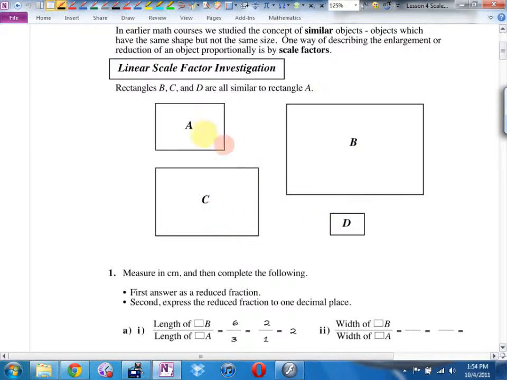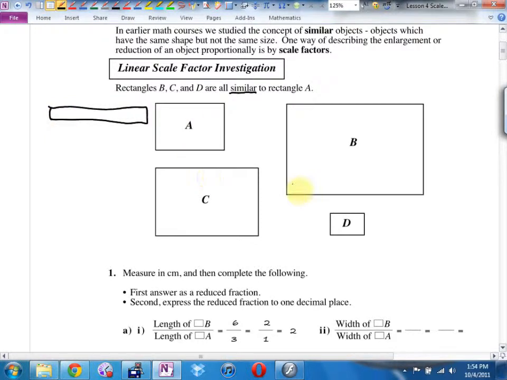Now the word similar has a very specific meaning in mathematics. The word similar means same shape. And I don't just mean same shape like, oh, it's also a rectangle. This, even though it's a rectangle, if I could draw properly, is not similar. You understand what I mean by same shape? And you can prove it mathematically.